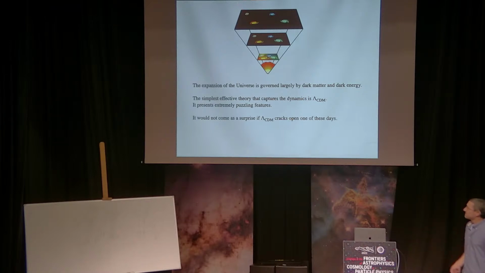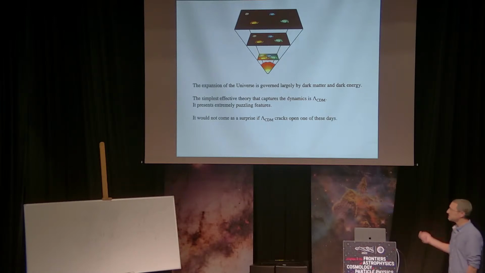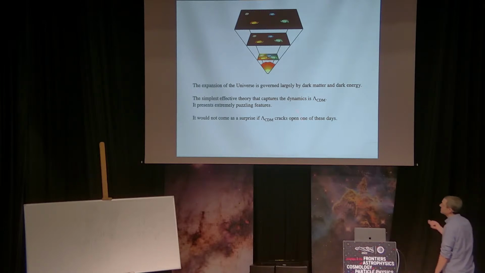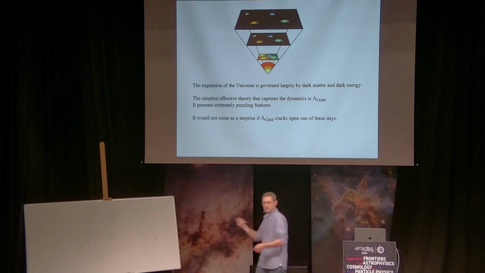So the universe is expanding, as you know. And you also have seen that the expansion, of course, is driven mostly by dark energy and dark matter. And the simplest effective theory that we can write is just lambda CDM, where dark energy is a cosmological constant. But this is obviously just an effective theory. And moreover, this effective theory has some extremely puzzling features. Some of them are the big fine-tunings you know of.